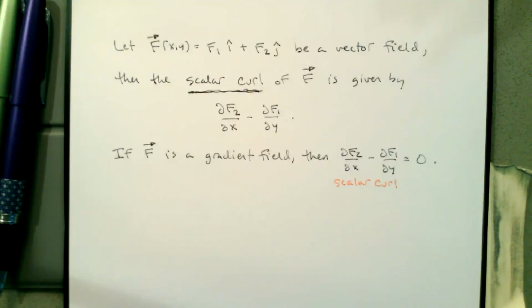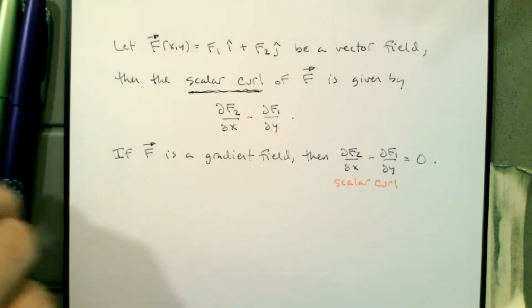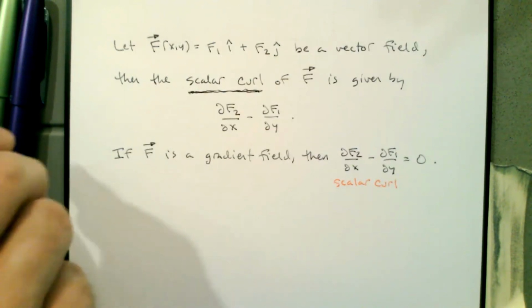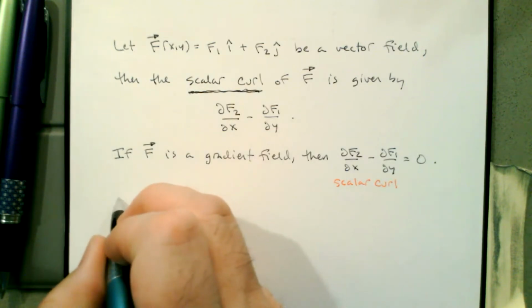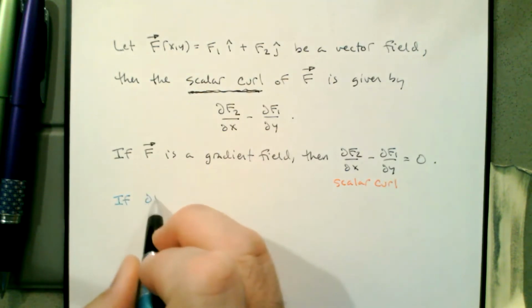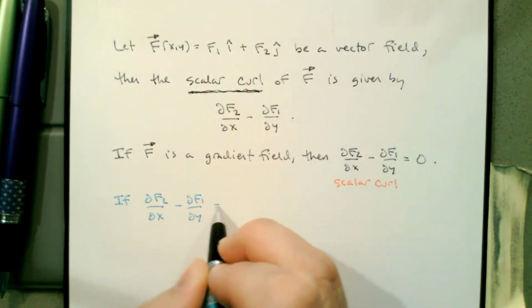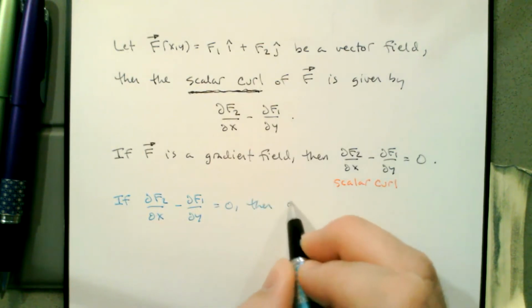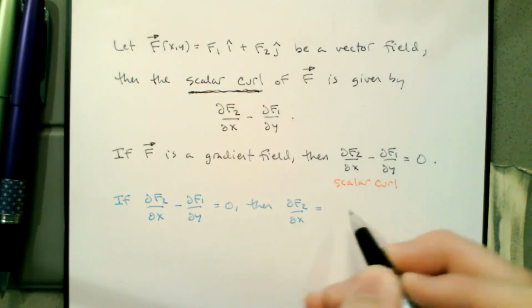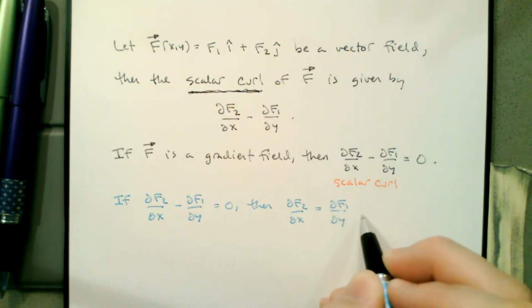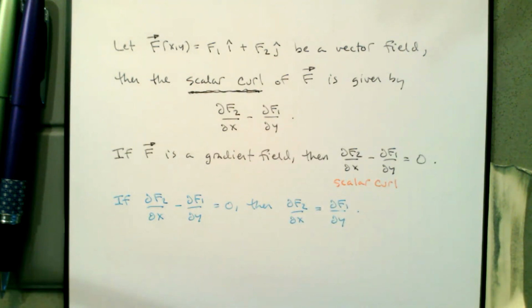What this means is that the partial of f2 with respect to x is equal to the partial of f1 with respect to y. And that means we'll have a potential function. So if the scalar curl is equal to 0, then the partial of f2 with respect to x is equal to the partial of f1 with respect to y. So that's the requirement for a potential function.